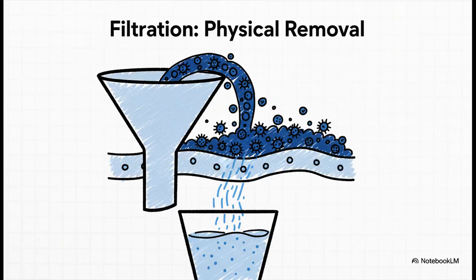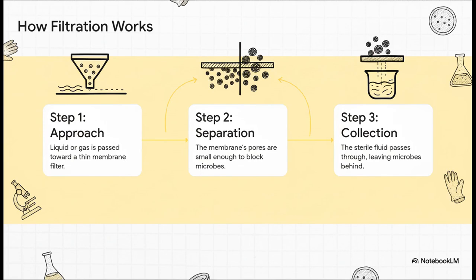Okay, so our next method doesn't actually kill anything at all. Instead, it works more like a bouncer at a club, physically removing the microbes from a liquid or from the air. This method is called filtration. The principle here is just brilliantly simple and effective. You pass a fluid through a filter that has microscopic pores that are way too small for bacteria or other microbes to squeeze through, so the liquid comes out the other side perfectly sterile and all the bad guys are left trapped on the filter.